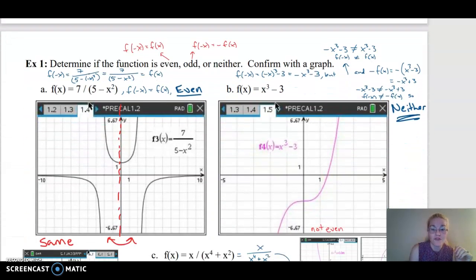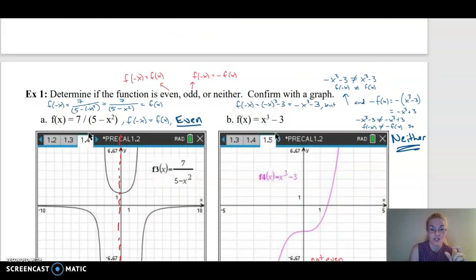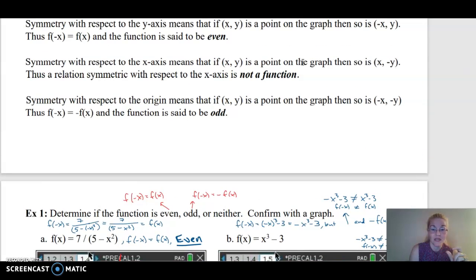So in the first example, we look at determine if the function's even, odd, or neither, confirm with a graph. And so to determine if it's even or odd or neither, you use these algebraic definitions of being even.